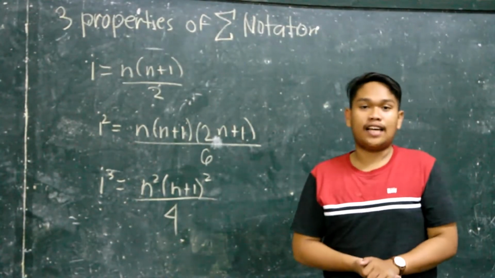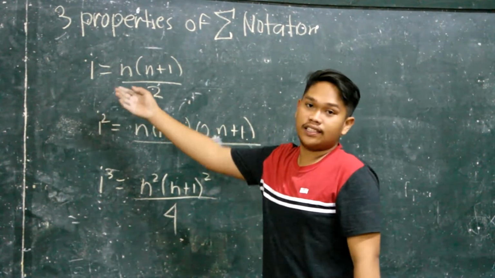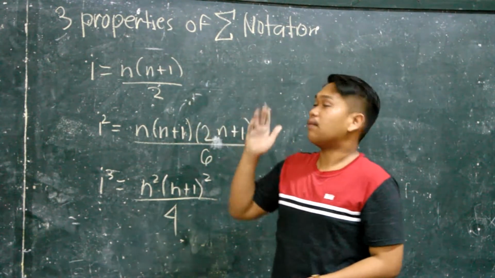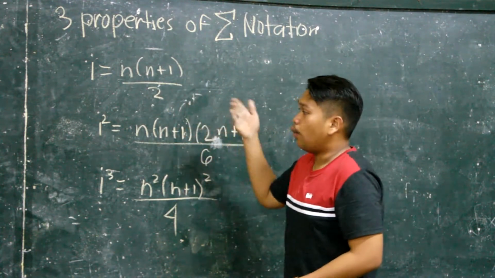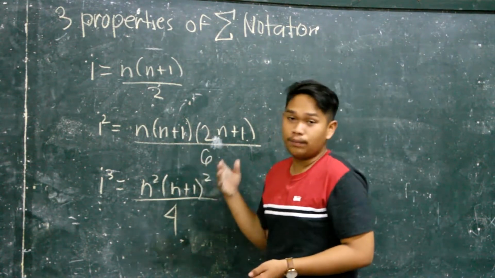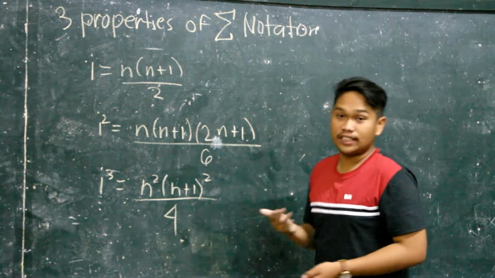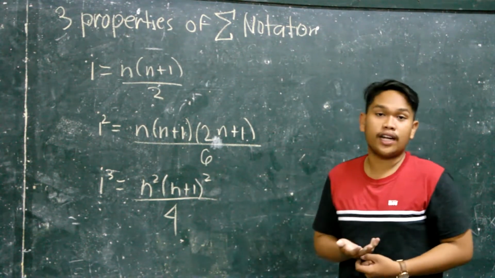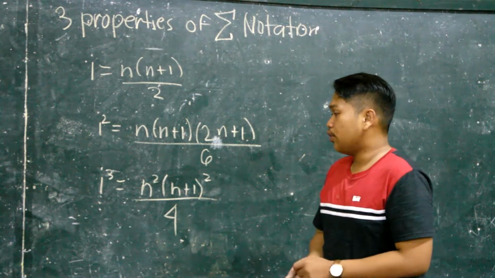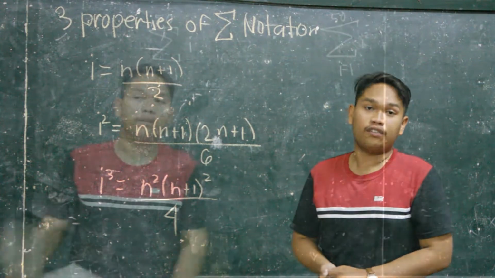A sigma notation has 3 properties. When the variable has an exponent of 1, the formula we will be using is n times (n+1) over 2. When the variable or the number has an exponent of 2, the formula we will be using is n times (n+1) times (2n+1) over 6. When we have a variable or a number whose exponent is cube, or 3, we use this formula: n² times (n+1)² all over 4.